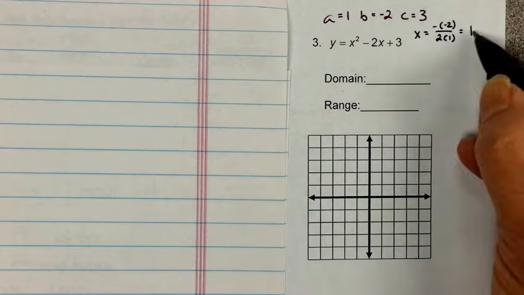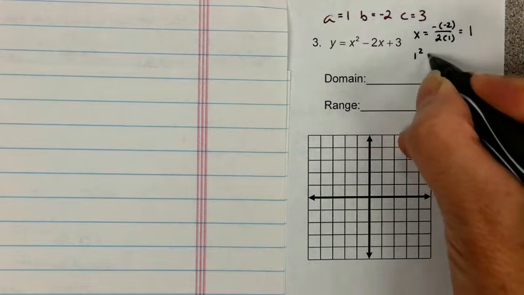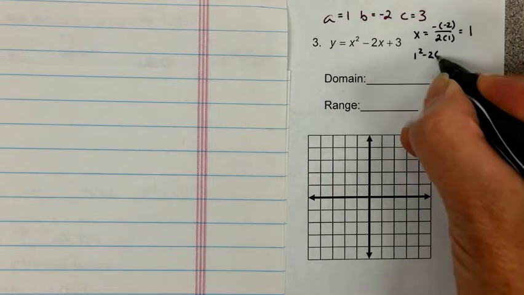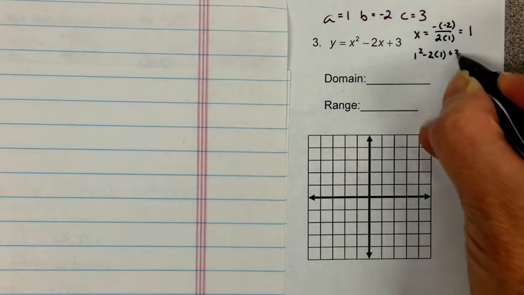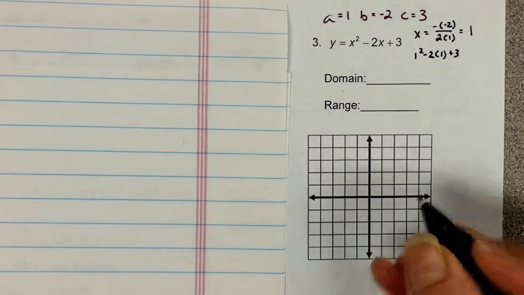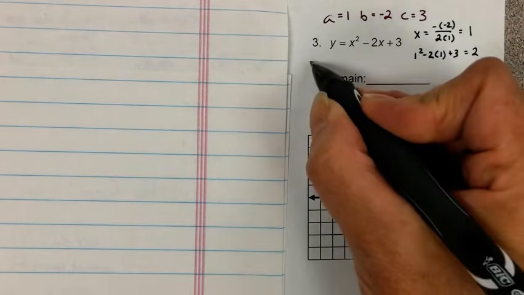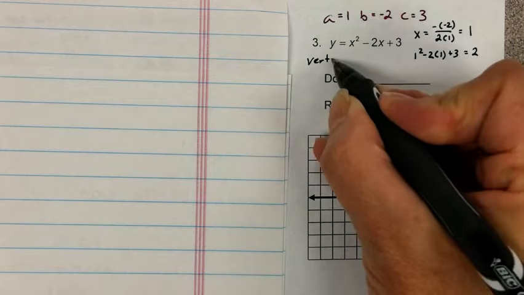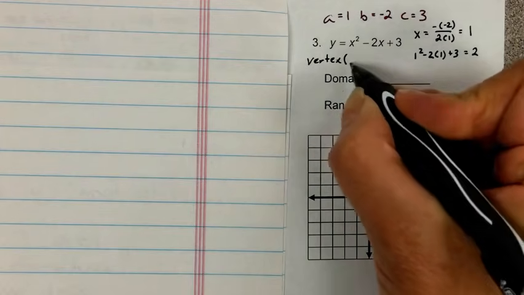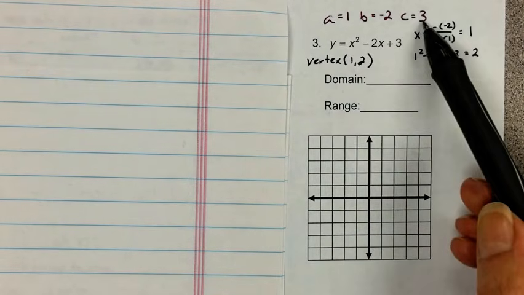And then I would plug that 1 into this equation. I'd have 1 squared minus 2 times 1 plus 3. And I'd put that into Desmos, and I'd end up with a 2. So my vertex should be 1 and 2, with my y-intercept being that 3.